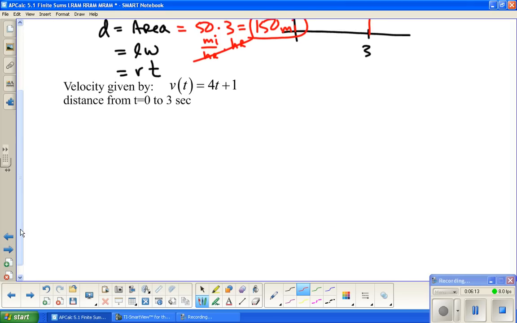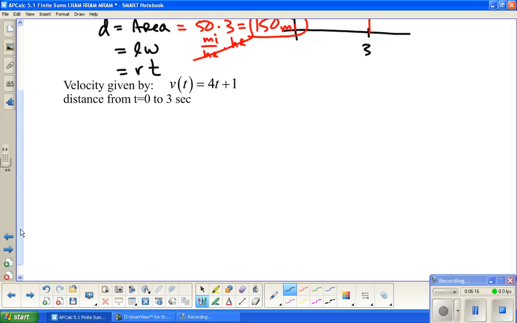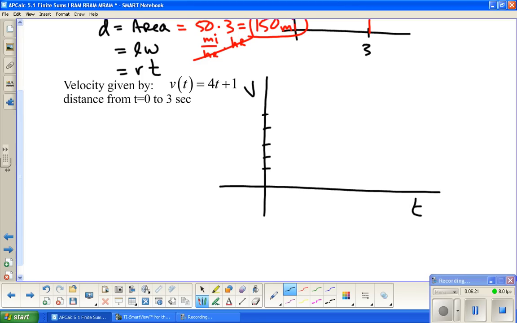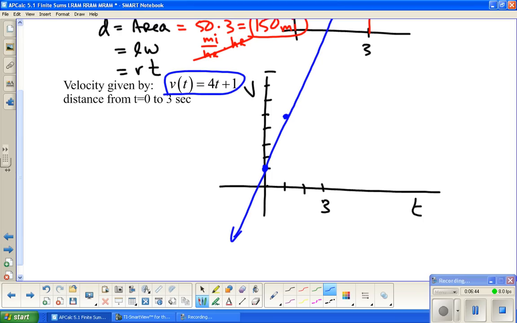Okay, a little more interesting. Velocity is 4t plus 1. So this is t, this is v. And what we want to know is what's the distance after 3 seconds. Okay, so we're going to start out at 0. All right, well, let's graph the 4t plus 1. So this has a, quote, y-intercept of 1. It's going up 4 and over 1. And I'm going to run out of screen, but you get the idea. And the idea is I'm going from 0 to 3. So I'm going to start here at 0, and I'm going to go to 3.